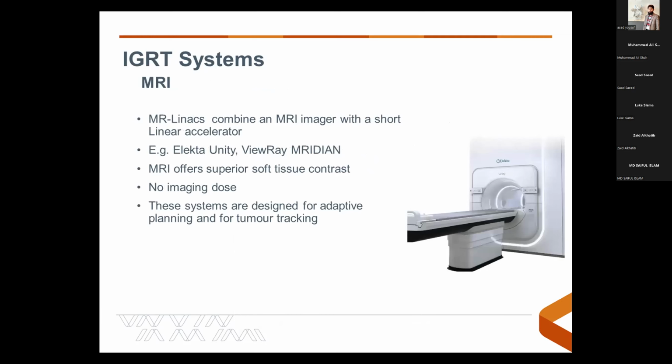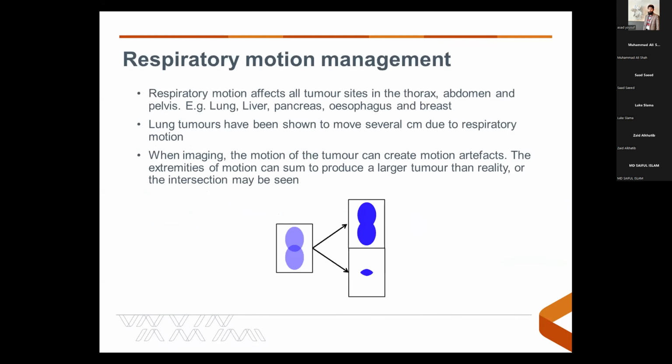MRI, so there are a lot more advances in the MR-LINAC. They combine an MRI imager with a linear accelerator. Examples are the Elekta Unity and ViewRay MRIdian. The advantages of MRI: it offers superior soft tissue contrast, no imaging dose, and these systems are designed for adaptive planning and for tumor tracking. So they're designed to do deformable image registration after you image, adapt the plan, and then treat the patient, and it can also track the tumor during treatment as well. So it's very fancy technology.